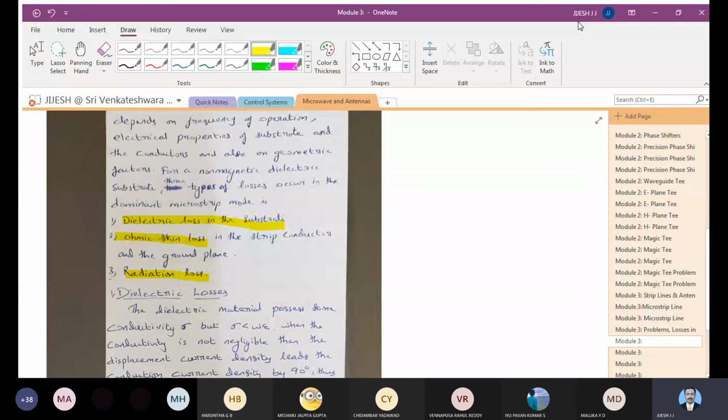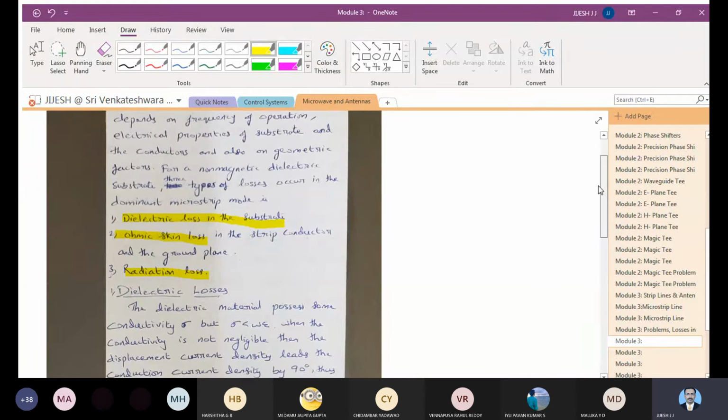So have you completed all the three? Then we'll see each loss in detail. First one we are going to see is the dielectric loss.